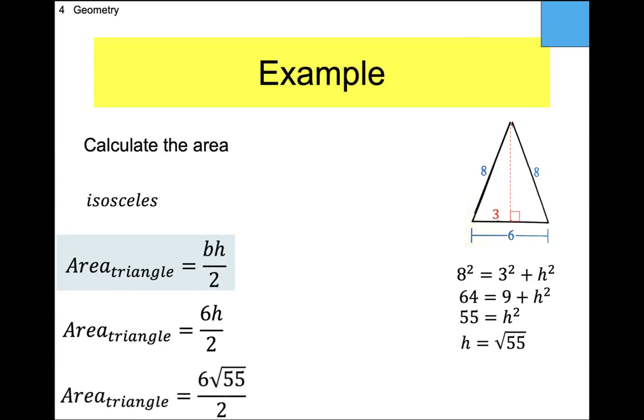Toss that back into our formula for h. 6 divided by 2 is 3. So final answer, 3 root 55 square units. That was a pretty good one.